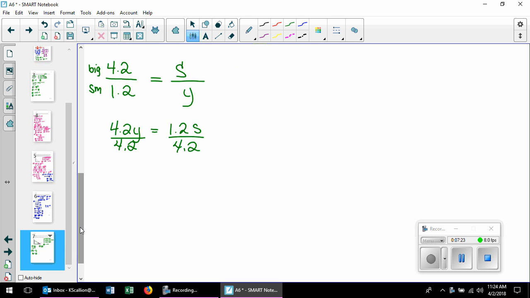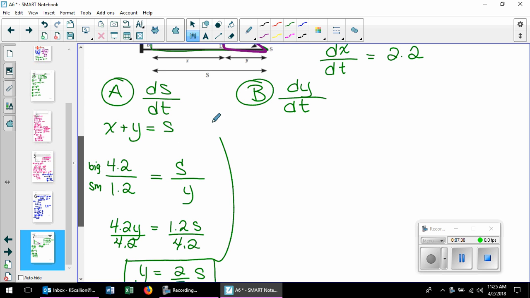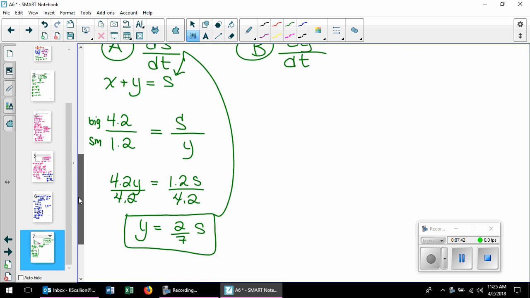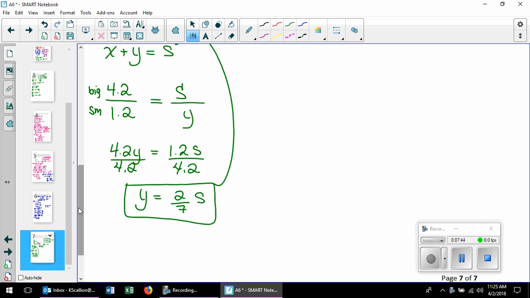No, anybody? I did the ratio to that, and it came out to 2/7s, just a little bit nicer. Okay, so we're going to use this to put it back in that equation. Sorry, I got a little excited. So we're going to put it back into that equation.